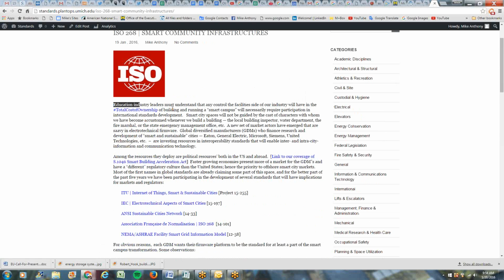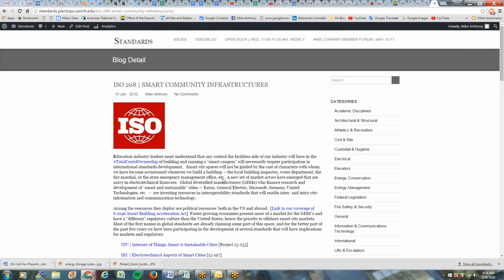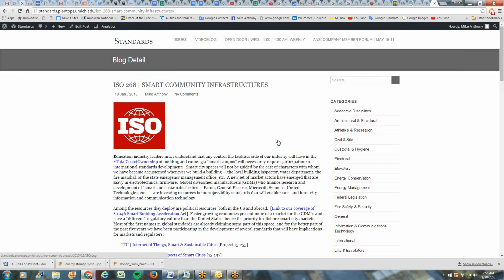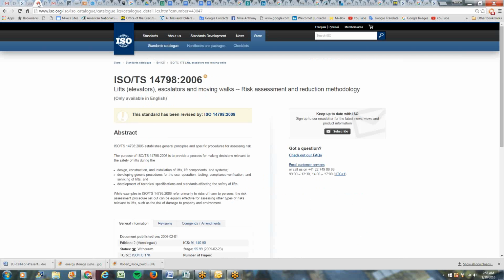If you think that the smart campus is going to come up from the usual cast of characters, you need to think again, because very similar to the way we only see interest in elevator risk assessments coming internationally, I'm telling the leaders of our industry that you may well be looking out internationally for a standard of care that's not here in the U.S.